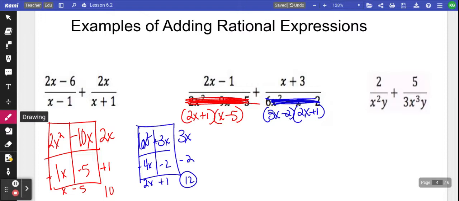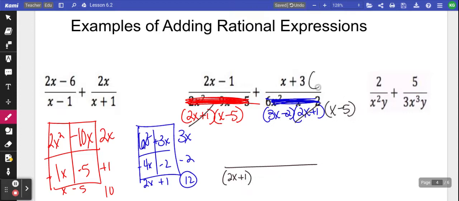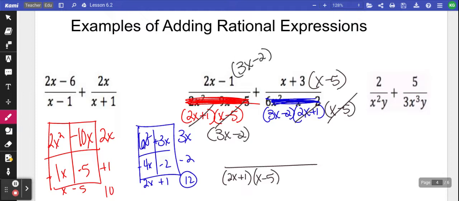So their common denominator is going to be 2x plus 1, then I'm going to give this one an x minus 5, and give this one a 3x minus 2. All right. Then I'm going to FOIL both of these tops.